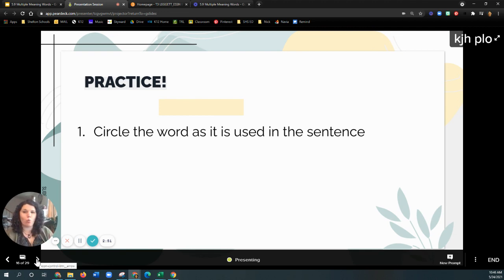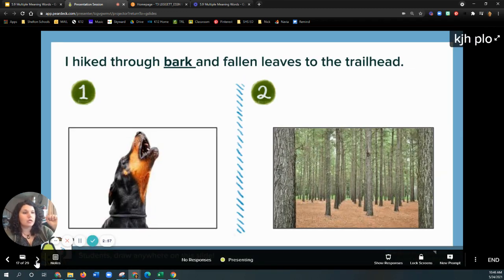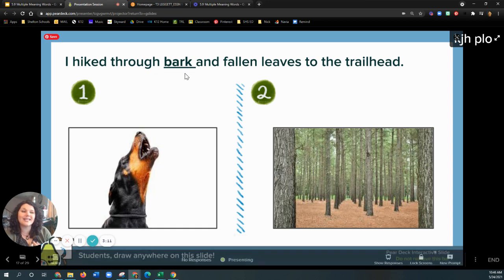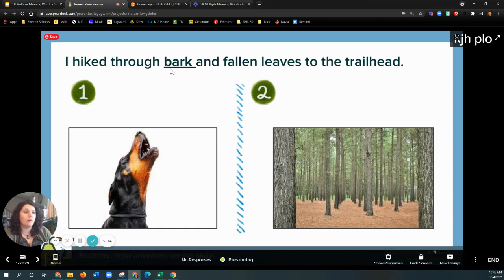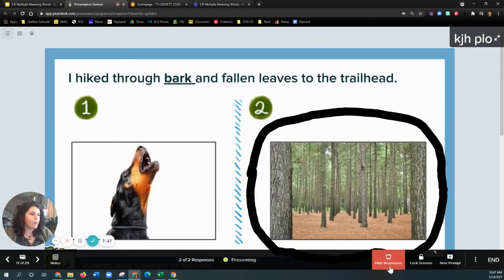Let's practice. Circle the word that is used in the sentence. You can click on this slide and circle the picture, or you could circle the number. So here's a sentence. I've underlined this word, bark. What bark am I talking about? Which bark do I mean? I hiked through bark and fallen leaves to the trailhead. So which one am I talking about? Yes, this is the bark I'm talking about. Beautiful. Absolutely. That's the outer layer of a tree.